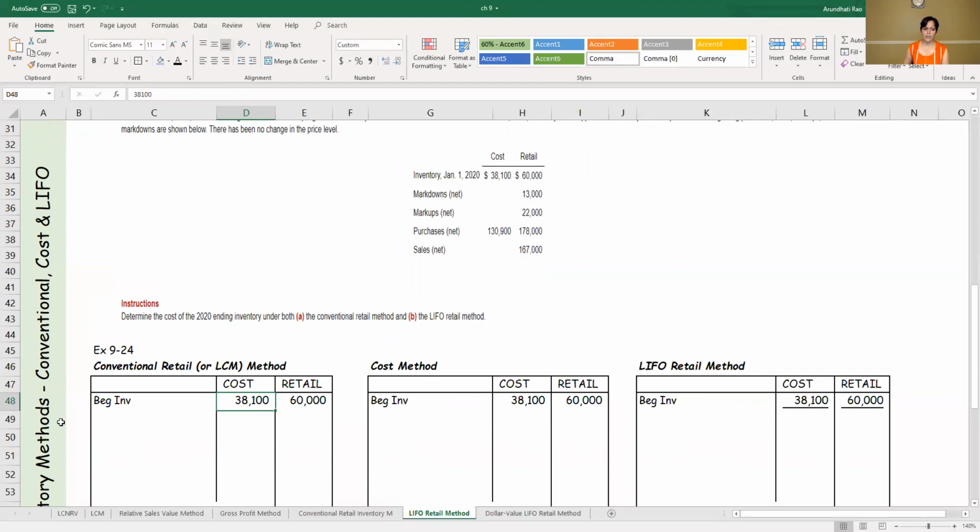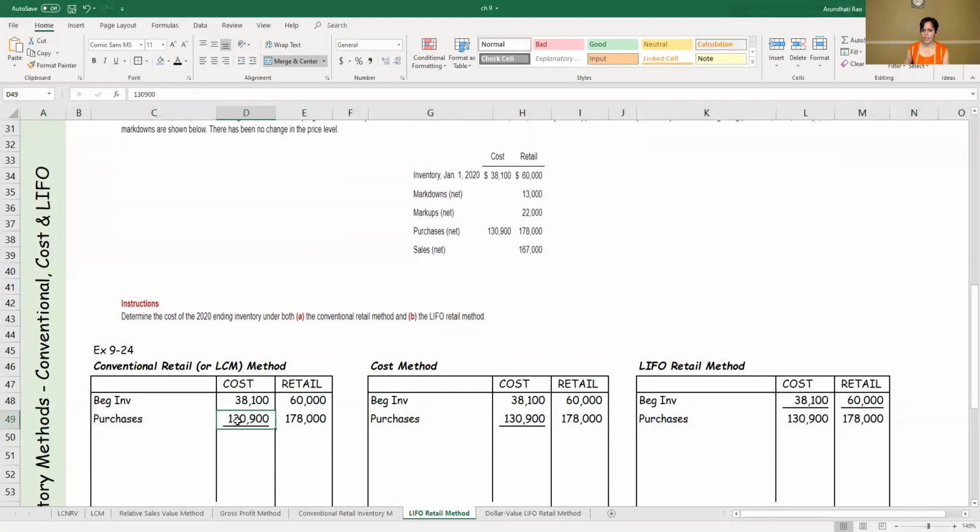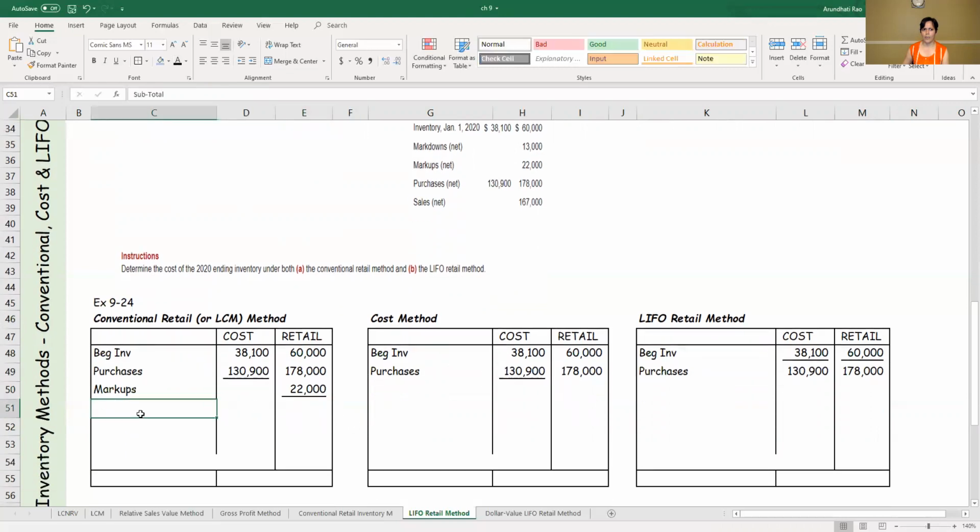The next line that's going to stay the same all the way through is our purchases. The purchases are going to be the same in all the methods. The 130,900 at cost and 178,000 at retail. That stays the same. So at this point, we include the markups only in the conventional retail method. The markups are included over here to come up with the subtotal.